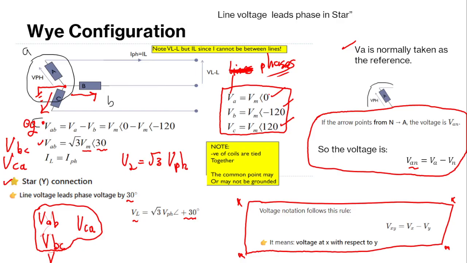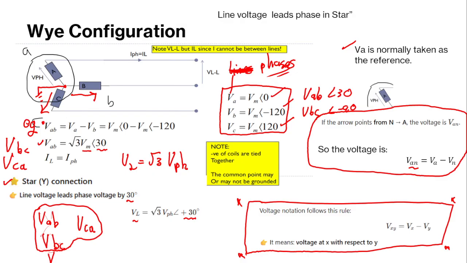So this first one here, if you had to get VAB, the angle will be 30. For your VBC, minus 120 plus 30, you get minus 90. And then this here, 120 plus 30, you get 150. So that will be the angle for your line voltage, for the three line voltages, that is. Right? Any questions here? We know the I line and I phase are the same value. Yeah. So any questions here?